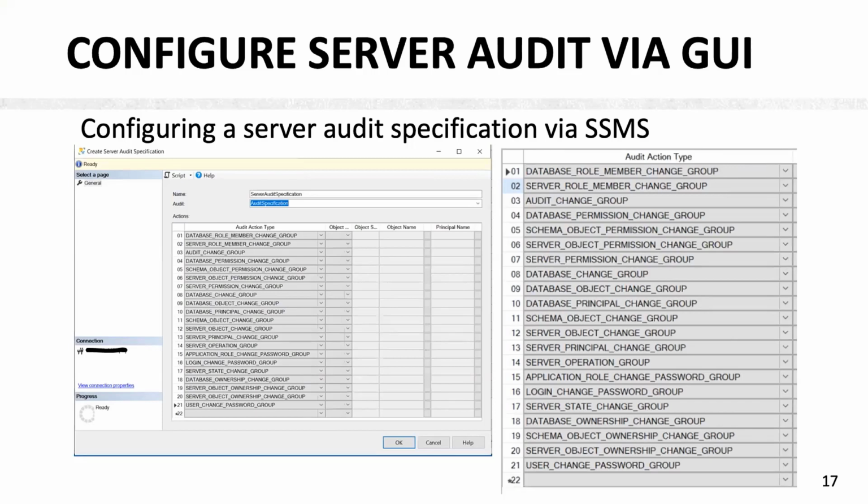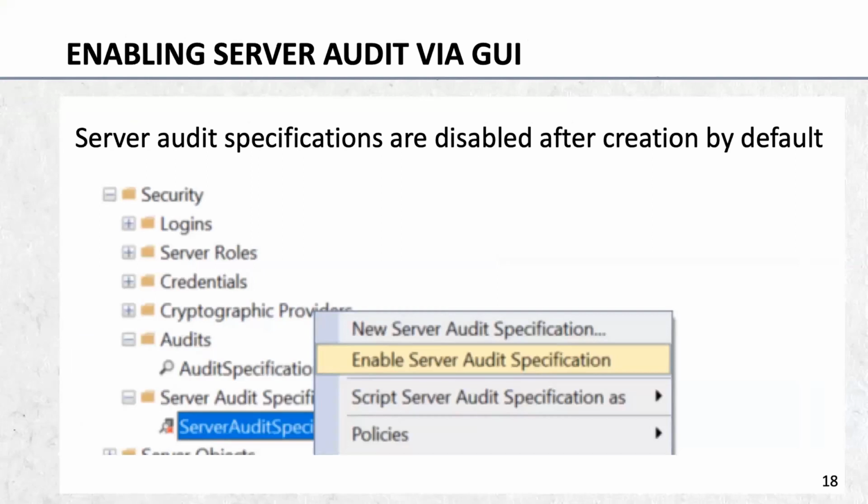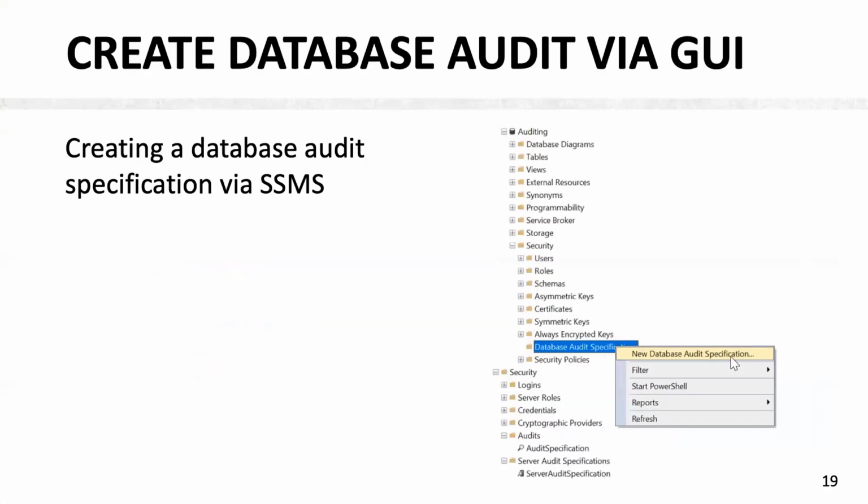If you just want to capture server changes with this audit, you'd remove all the ones starting with database and schema. And if you just wanted to capture changes to all the databases and no server actions, you'd remove all the actions that don't start with database or schema. You don't have to fill out any of these other columns, the object columns, the principal name. They're not applicable to these action types. These action types happen above the object level, at the server and database and schema levels. It is also disabled by default. Right click to enable it. Same thing applies: it doesn't collect any data if it's disabled.